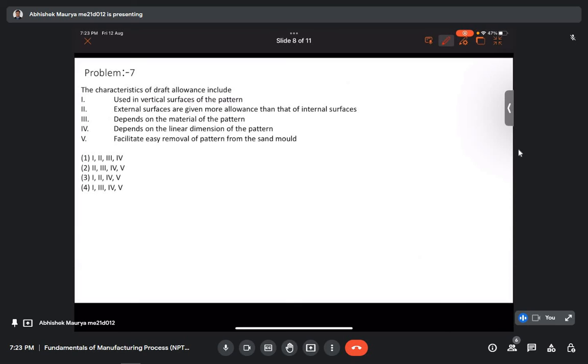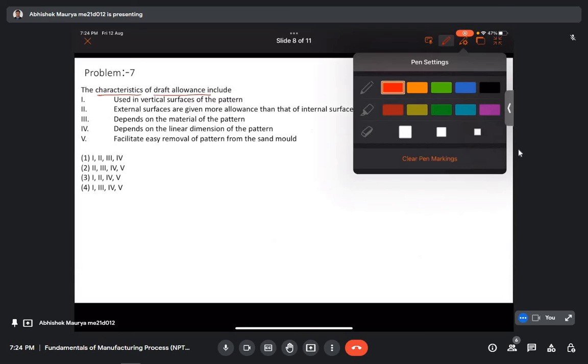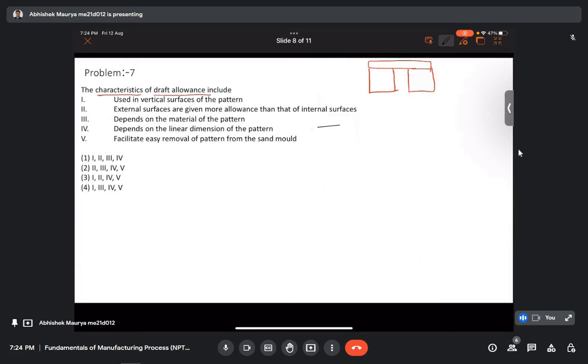The question is asking about the characteristics of draft allowance. So I will quickly remind you what draft allowance was. Suppose we want to manufacture a component something like this from casting, then how should our mold look? I will draw two molds.